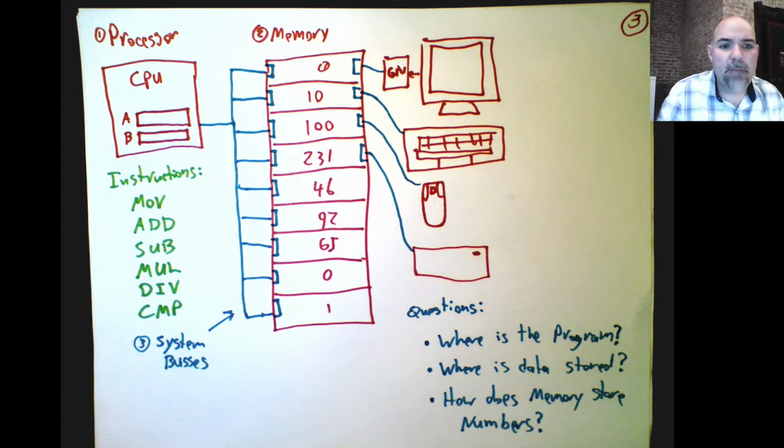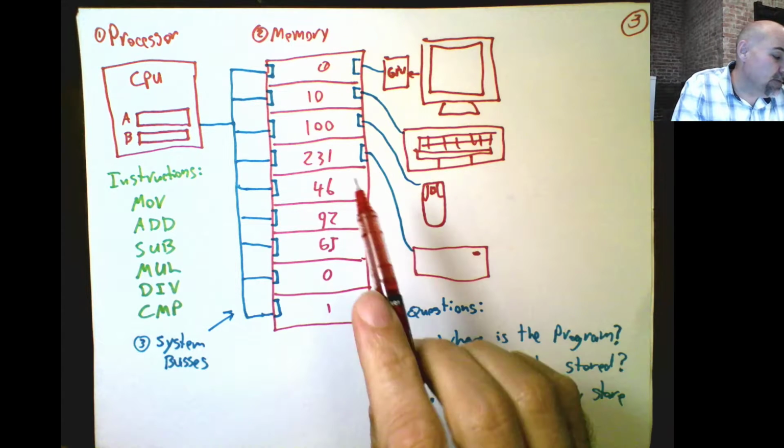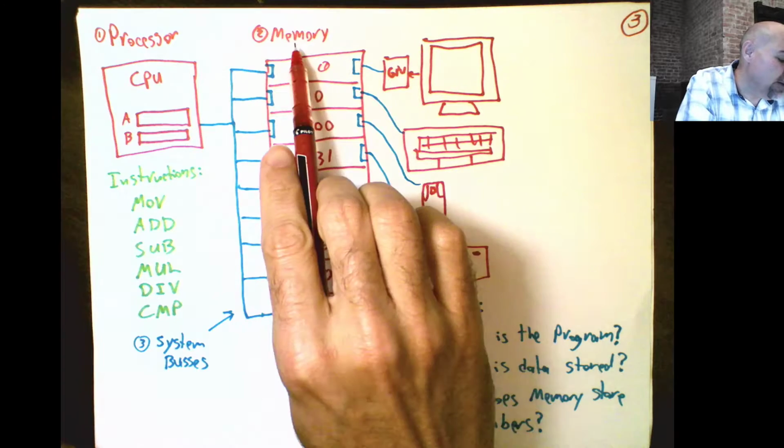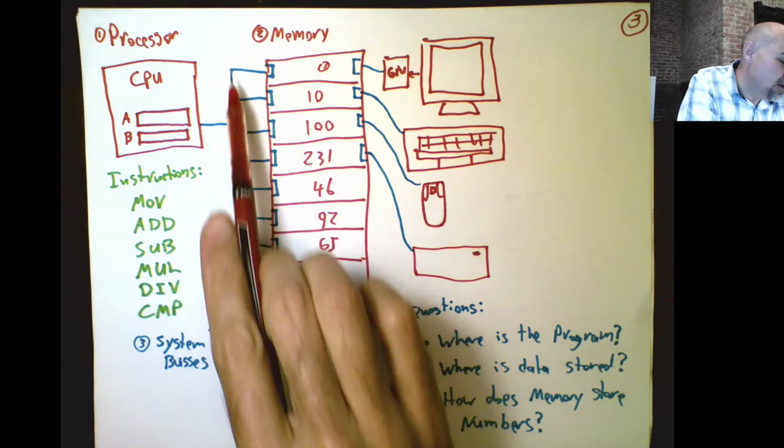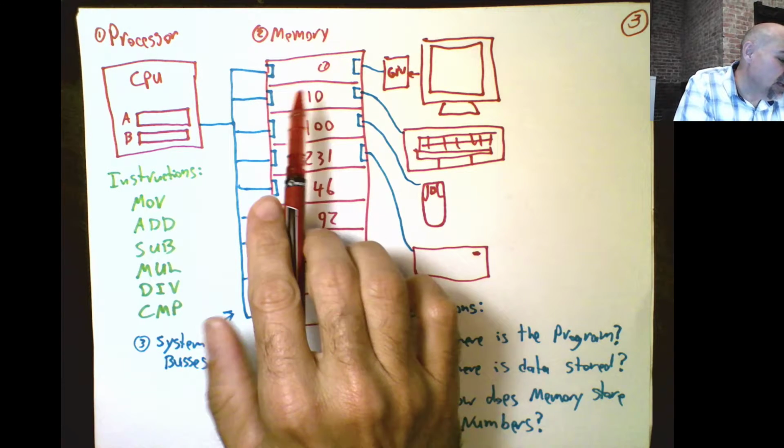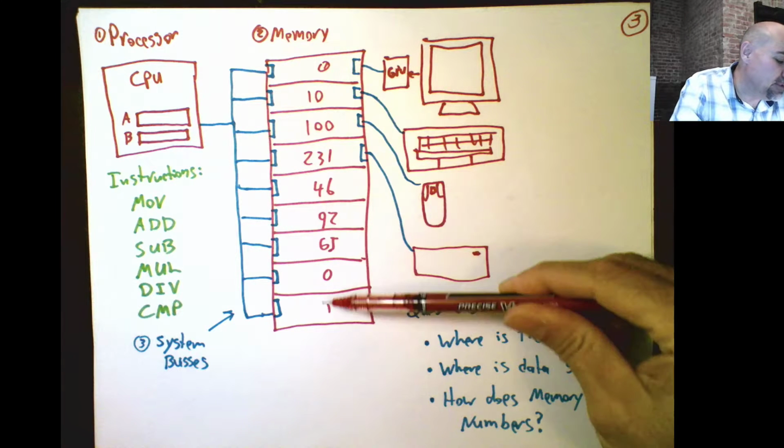Okay, and we're back here. If you remember what we were talking about was how the computer worked. We said we had a processor, we had memory, we had these system buses or the wires that connect the processor to the memory. The memory really only just stores numbers.